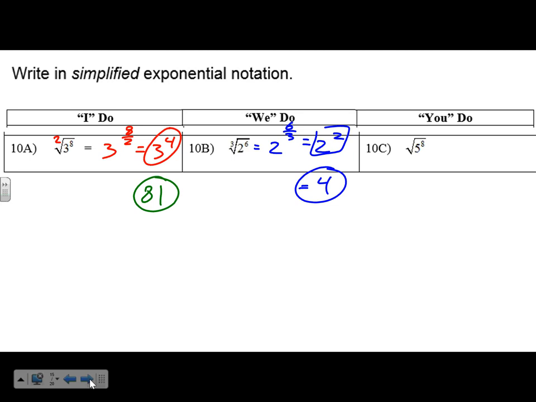The last one is 5 raised to the 8/2. That's 5 to the 4th. Put that in your calculator. It is 625.